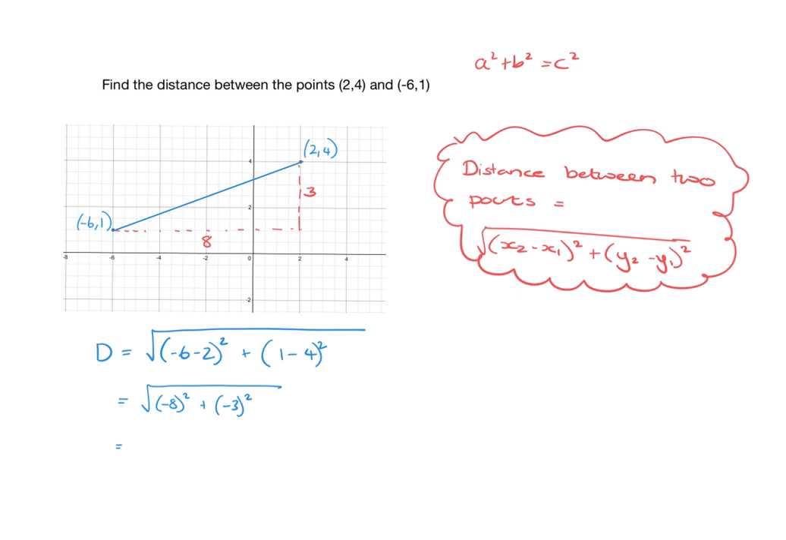Remember to use brackets when you've got negatives and you're squaring them. So we're going to get the square root of 64 plus 9, which is equal to the square root of 73. And this is 8.54 to 3 significant figures. And that would be my distance between my 2 points.